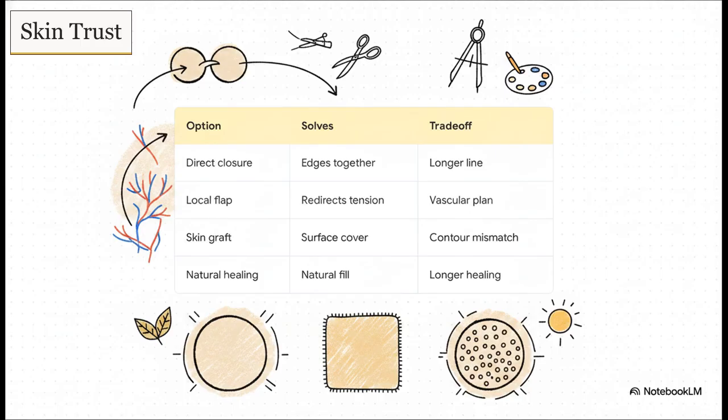Then you have a skin graft, which covers the surface efficiently without moving nearby tissue, though you might trade off an exact color, thickness, or contour match. Finally, there's second intention, which is just natural healing. This relies on the body's natural filling process, meaning you'll have a longer visible healing time and some site contraction.